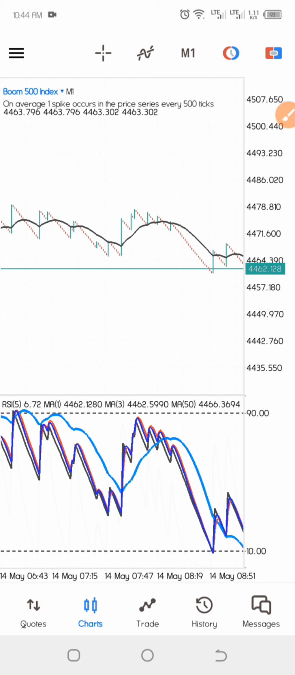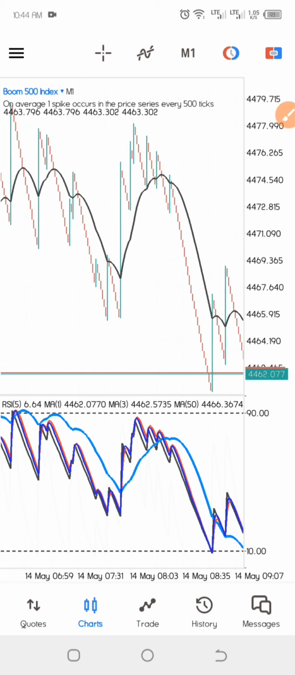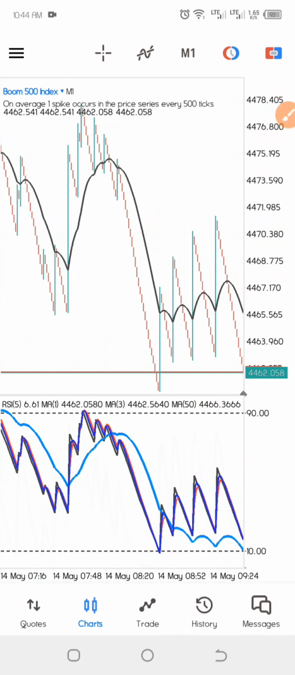So with that being said, let's proceed with this strategy. What we do now is that I'm going to show you guys the settings of the strategy, then we dive into how you can use the strategy effectively.